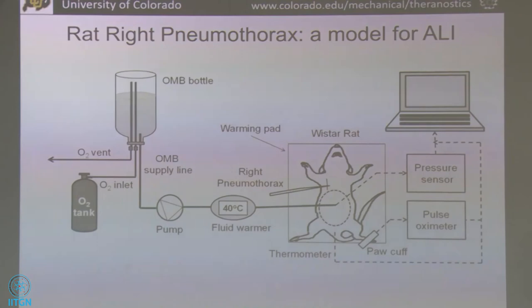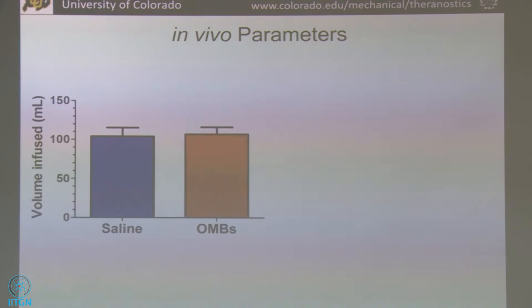And so we injected the bubbles into the peritoneal cavity, and then we measured the pressure to make sure it didn't get too high in the peritoneal cavity. We measured the oxygen saturation, cardiac rate, pulse ox, temperature, and then the survival of the rats. The volume that we injected was on the order of 100 milliliters. We did oxygen microbubbles and also saline, just as a control.